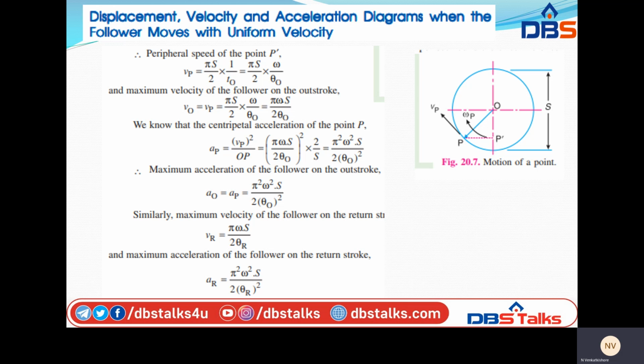Similarly, the maximum velocity of the follower in the return stroke, vr, is given by the same formula: pi omega S by 2 theta r. And the maximum acceleration of the follower on the return stroke is pi square omega square S by 2 theta r square.